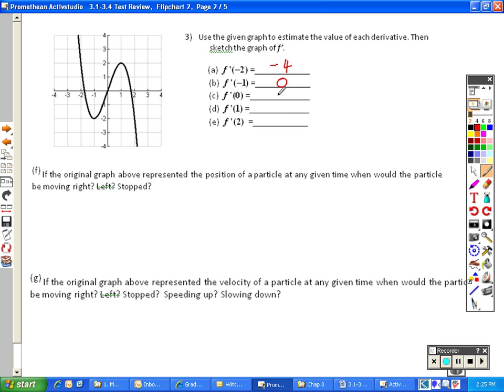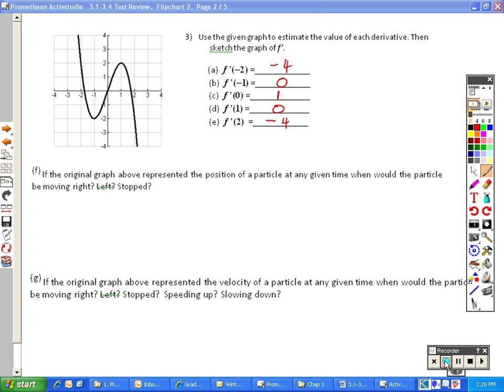It's about +1. At 1, the graph goes from increasing on one side to decreasing on the other. Positive slopes, negative slopes. So at that moment, it will be 0 right in between. And at 2, I'm going to say we go back to a pretty big negative slope. I'm going to go back to about -4.